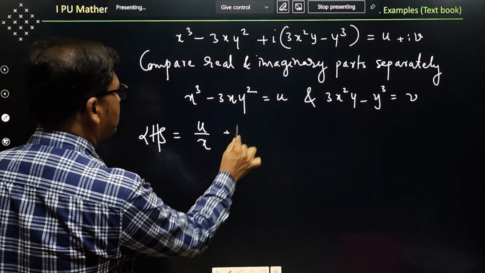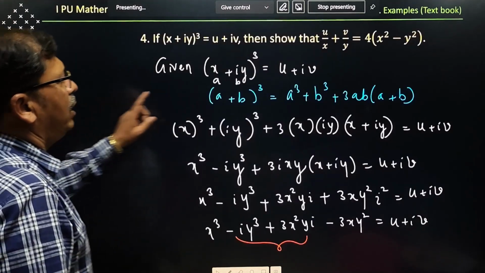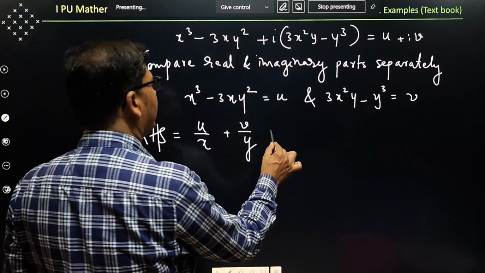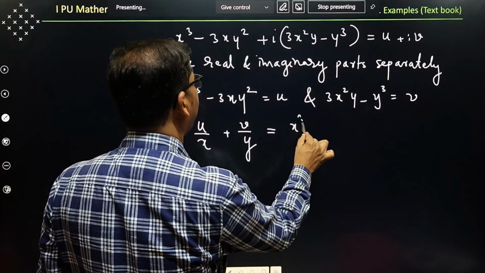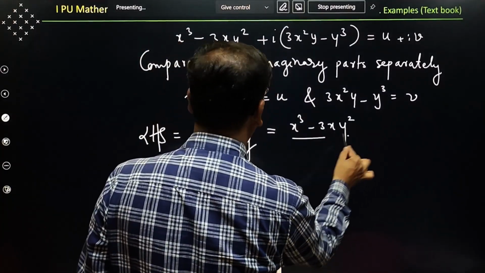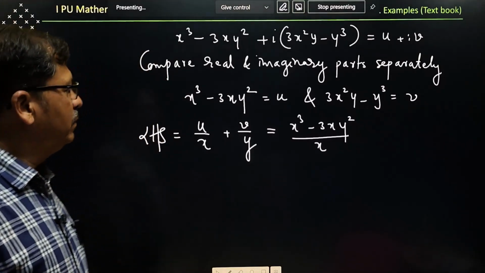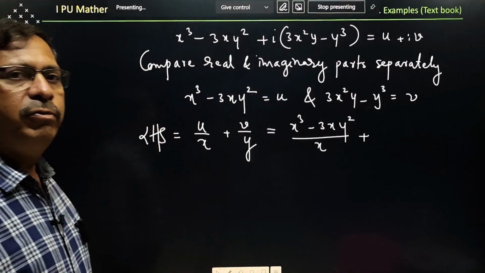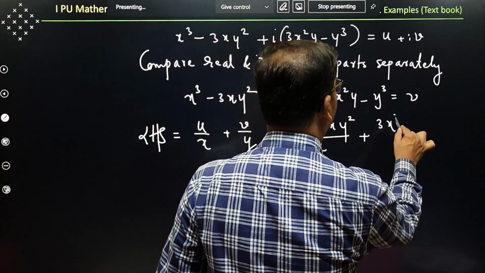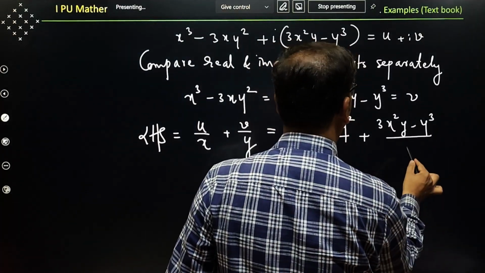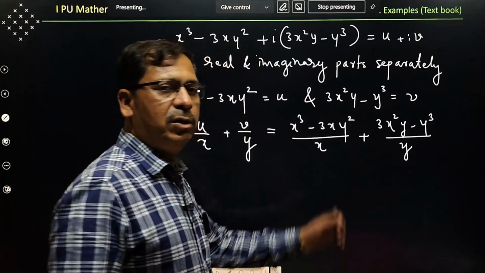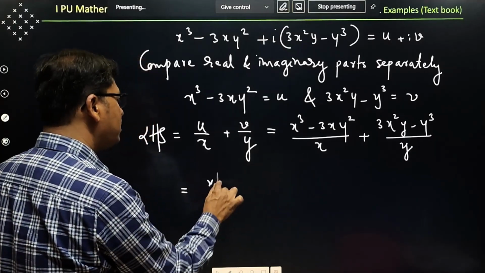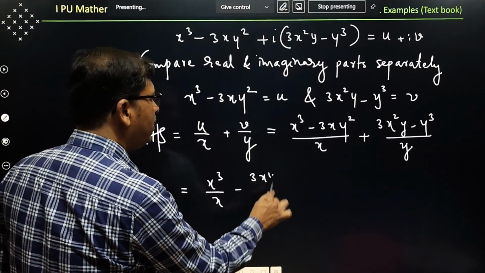Now you take the LHS part. u by x plus v by y. Left hand side is u by x plus v divided by y. u by x plus v by y is there here. Okay. This is equal to u value is x³ minus 3xy² divided by x. You write plus sign as it is. Next v value is 3x² minus y³ divided by y. Okay, you divide it by y here.